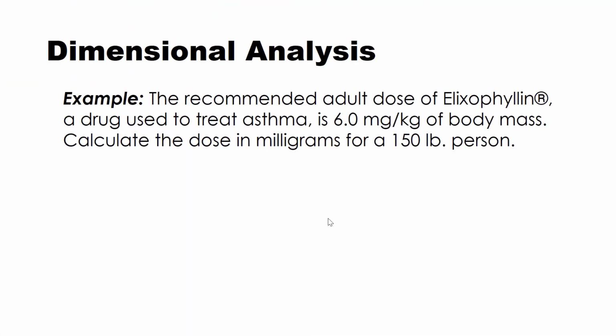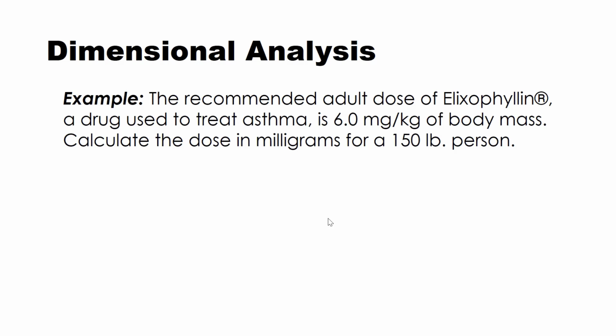Okay, another word problem. The recommended adult dose of elixophyllin, registered trademark, a drug used to treat asthma, is 6 milligrams per kilogram of body mass. Note that that's probably a conversion factor because I said per. Calculate the dose in milligrams for a 150-pound person.